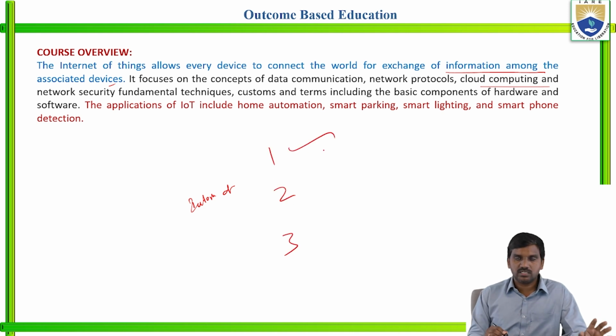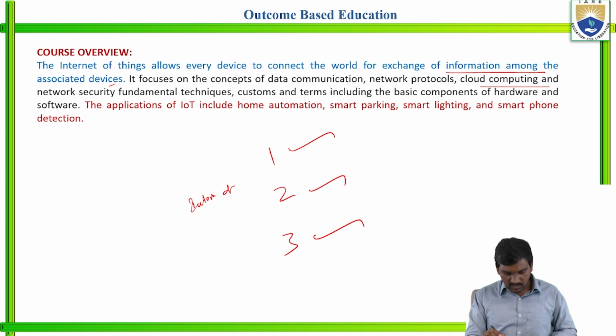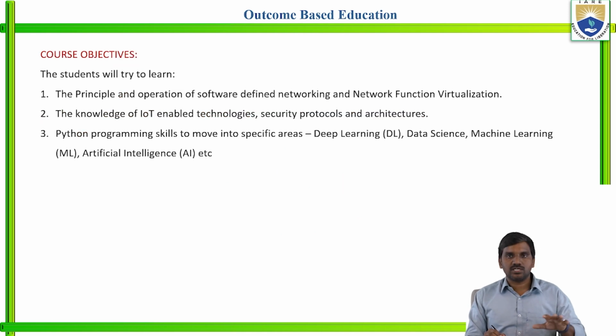So here the course overview will consist of 3 points. The first point is the introduction of the subject, the second is what contents are involved in the subject, and the third is what applications we are going to build with the help of the theories we study. This is the course overview of Internet of Things, and these are the objectives we already discussed in the previous slides also.